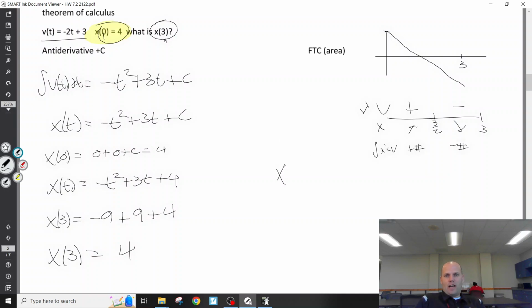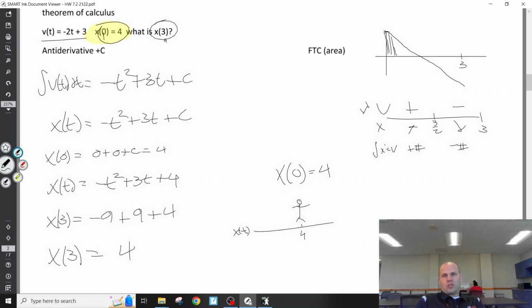Well, now I know where I started. I started at a position 4. Let's break out our dude. My dude is at a position of 4. This is a position. This is not a number line. These are not t's. These are positions.